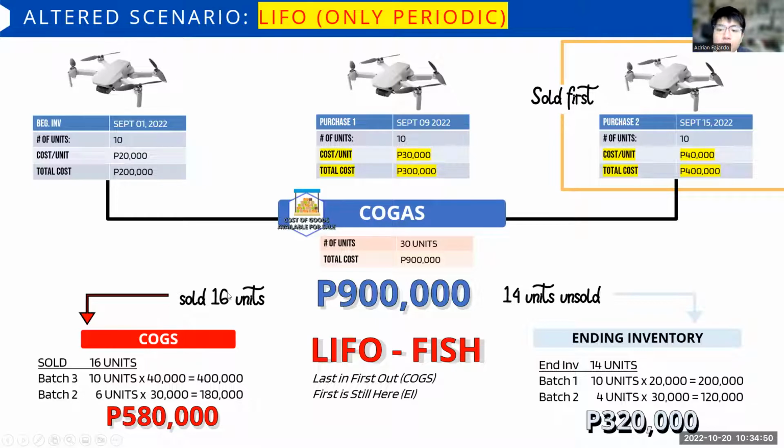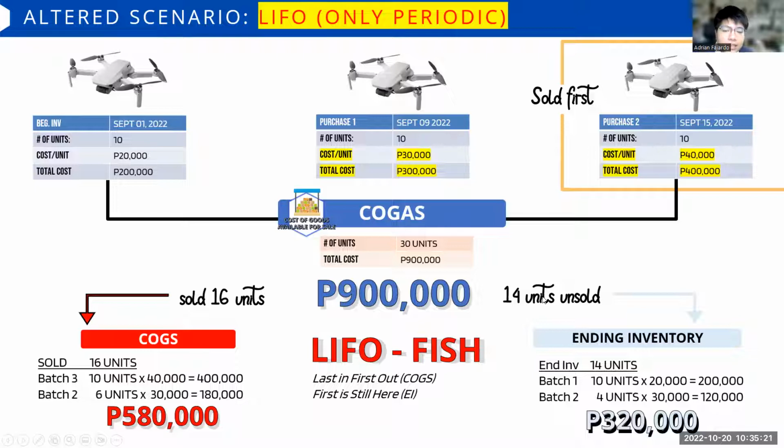Basically, when I sold 16 units, LIFO, last in, first out. Meaning, I sold 16 units, pero rather than think na sa batch 1 manggagaling, it will be in the last batch. So 10 out of the 16 will come from batch 3. And then yung natirang 6, I'll look at the next batch na pinaka-bago, right? So 6 out of 10. And I'll get 580,000.